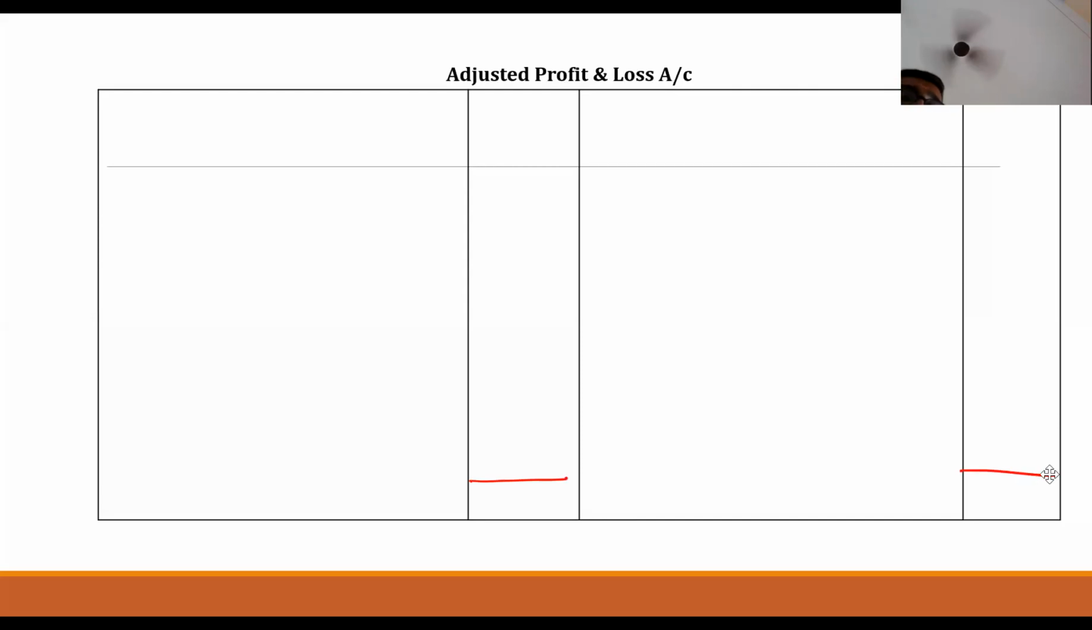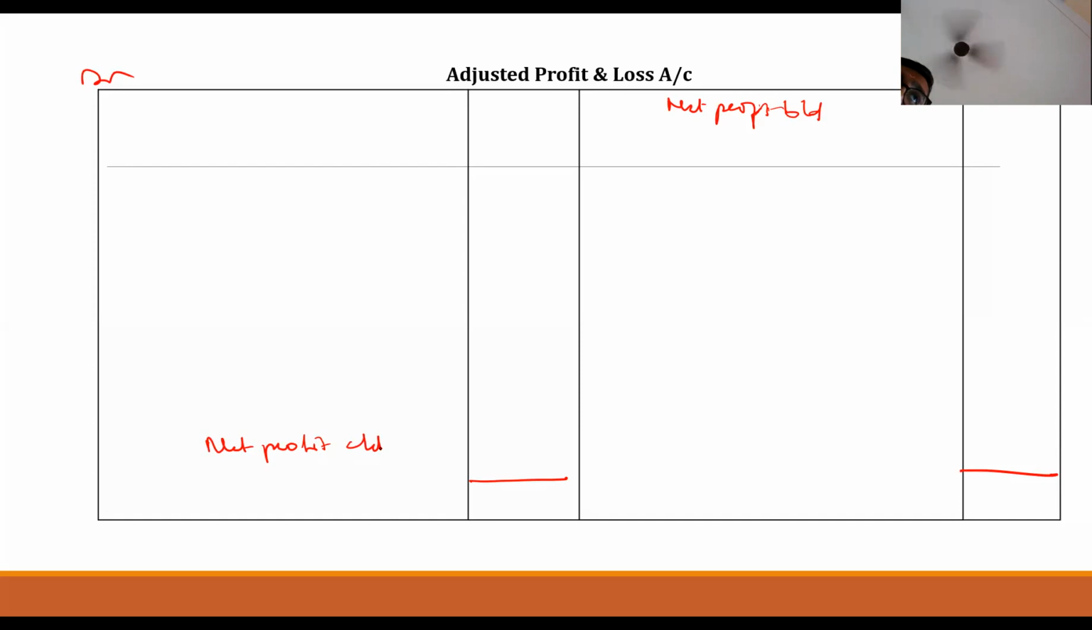So how to start the adjusted profit and loss account? Net profit, net profit brought down. Why did this come on the credit side? Net profit carried down. Because profit is also a liability to the business.